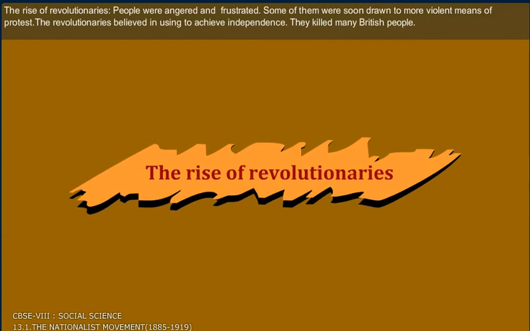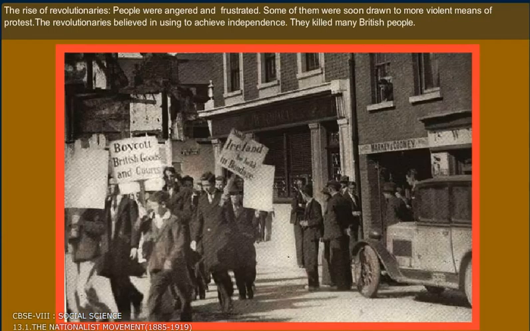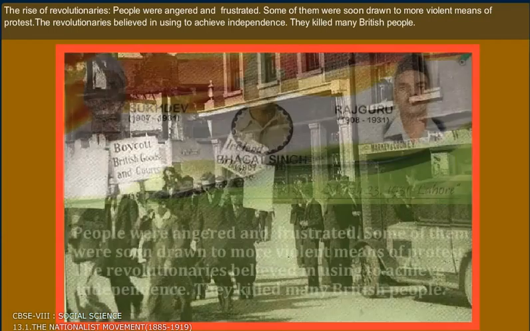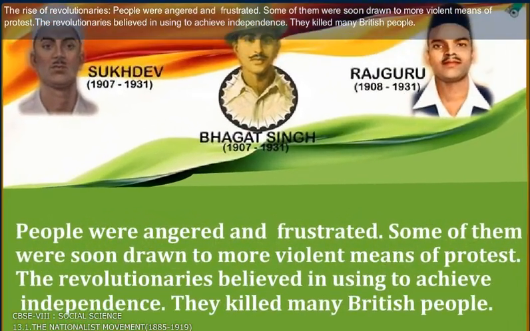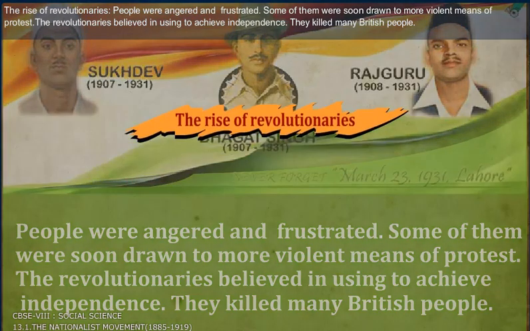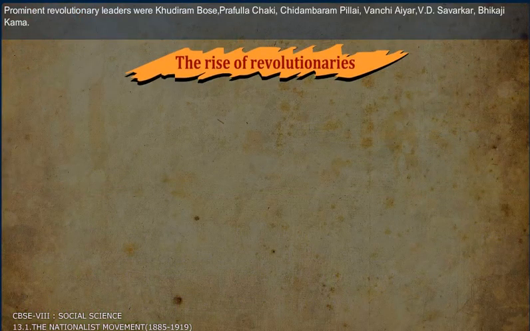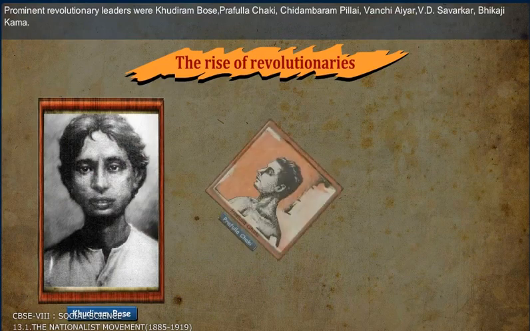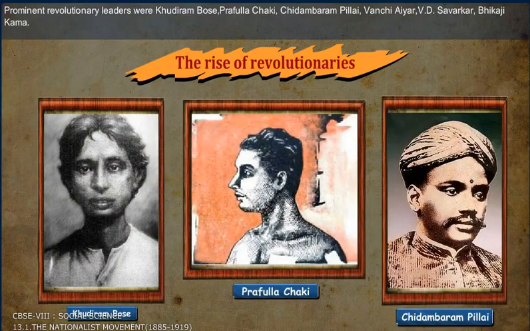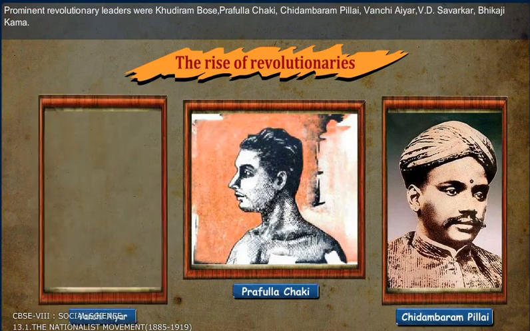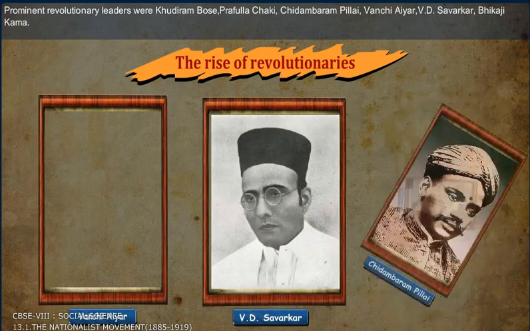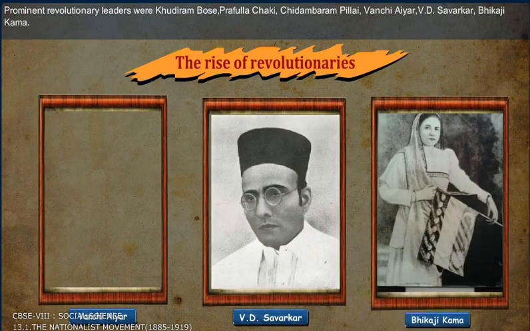The rise of revolutionaries. The people were angered and frustrated. Some of them were soon drawn to more violent means of protest. The revolutionaries believed in using violence to achieve independence. They killed many British people. Prominent revolutionary leaders were Khudiram Bose, Prafulla Chaki, Chidambaram Pillai, Vanchi Iyer, V.D. Savarkar and Bhikaji Kama.